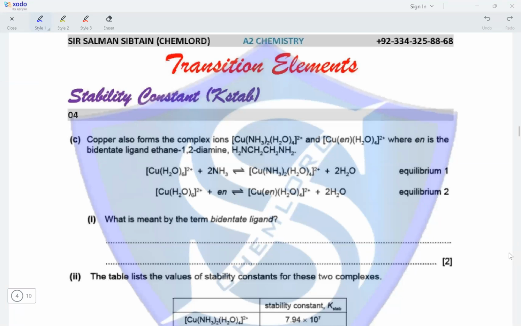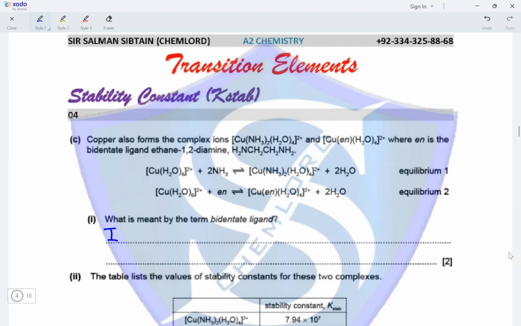Question 4. Copper also forms the complex ions Cu(NH3)2(H2O)4 2+ and Cu(en)(H2O)4 2+, where en is the bidentate ligand ethane-1,2-diamine. Two equilibria are shown. What is meant by the term bidentate ligand?